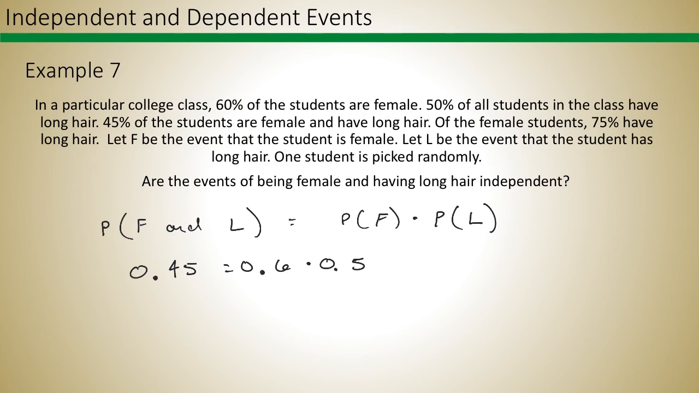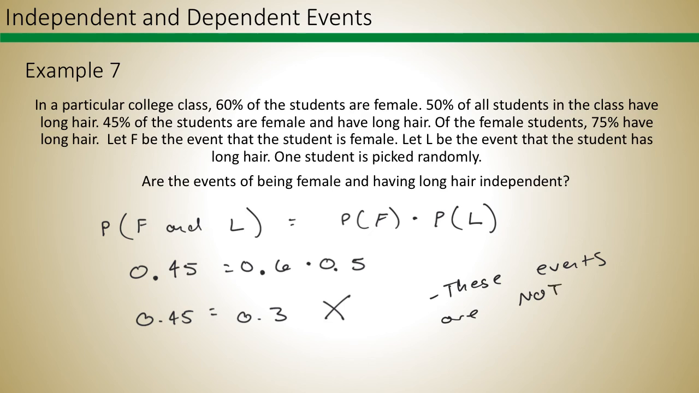So if I multiply that, I get this: 0.45 is equal to 0.3. And this is not true. Okay, so these events are not independent.